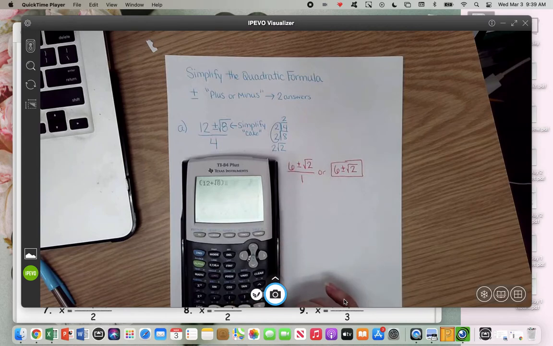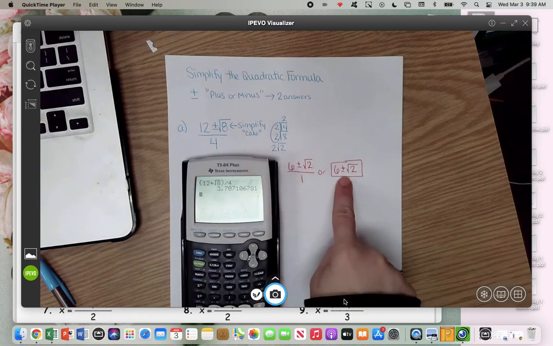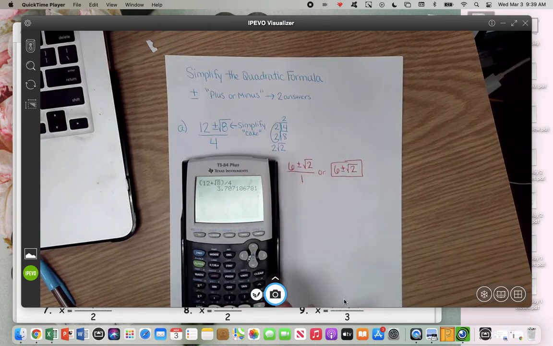Alright, so there's 12 plus the square root of 8, divided by 4. That gives me an answer. Now, that should be the same thing when I add this, 6 plus the square root of 2.